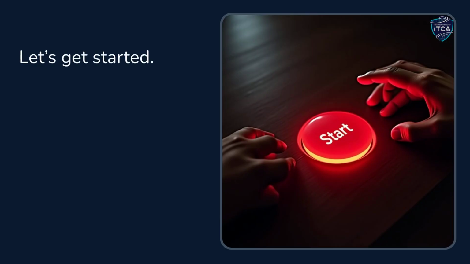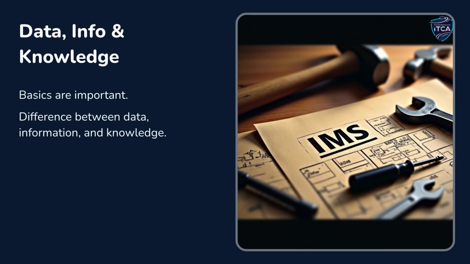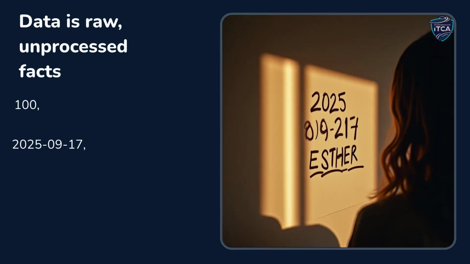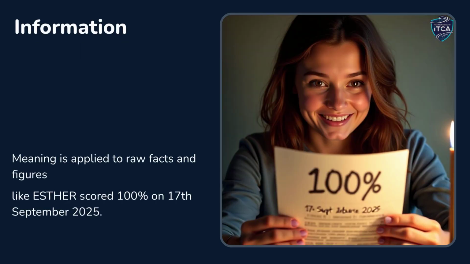Let's get started. Lesson 2.1, Data versus Information versus Knowledge. Before we even think about building an IMS, we have to get the basics right. Let's start with the difference between data, information, and knowledge. Data is raw, unprocessed facts like 100, 2025, 0917, Esther. Information is data that's been given meaning, like Esther scored 100% on 17 September 2025.